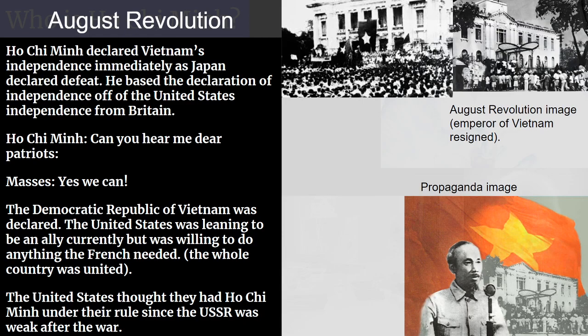This is a line from his famous speech in the August Revolution. Can you hear me, patriots? Dear patriots. Yes, we can, said the masses. So the Democratic Republic of Vietnam was declared. So they actually got the emperor himself to resign from Vietnamese rule, who would later become the leader of the state of Vietnam for the French.